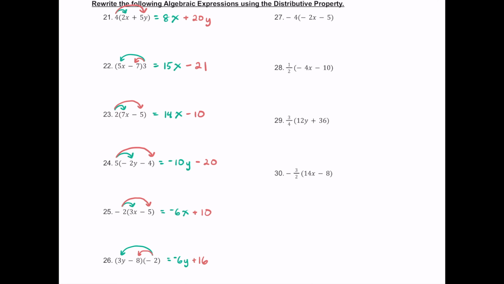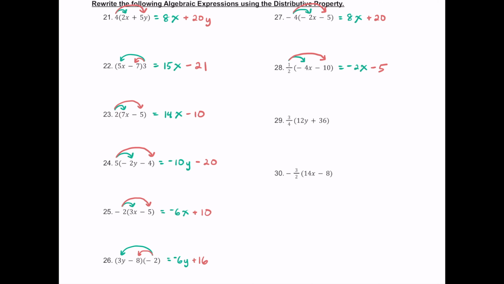Move on up a little bit. Moving on to 27, if you have a negative times a negative here, that's going to be a positive 8x. And then if you have this negative 4 times a negative 5, that's going to end up being a positive 20. Remember, negative times a negative is a positive. On to 28, we're taking half of this negative 4x, so half of negative 4x should be negative 2x. And then if we take half of taking away 10, well, half of taking away 10 is just taking away 5.